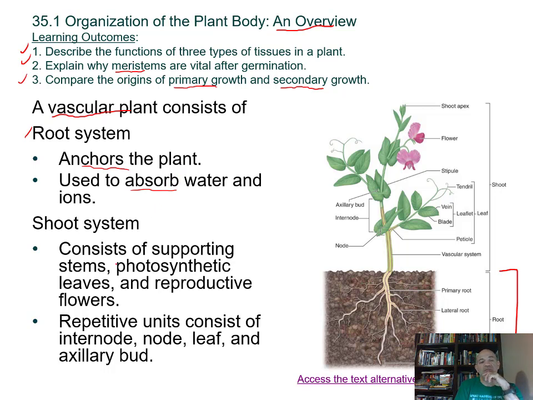And then the shoot system is everything above ground, and it consists of the stems, which provide support, your leaves, where the primary function is photosynthesis, and even flowers would be up there as part of reproduction. And there's going to be repeating units of structures from one node to the next along the stems. Everywhere there's a node, a leaf would grow out there, and then you're going to have axillary buds between there.